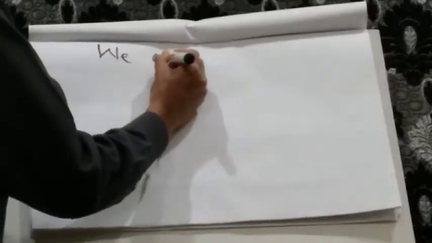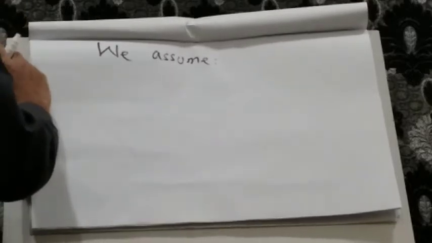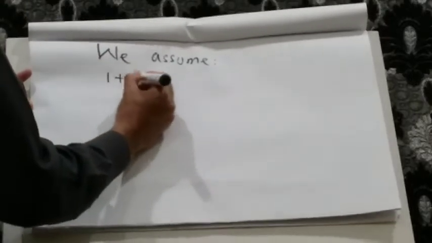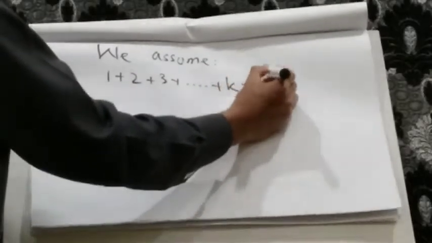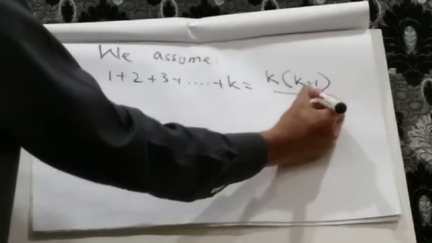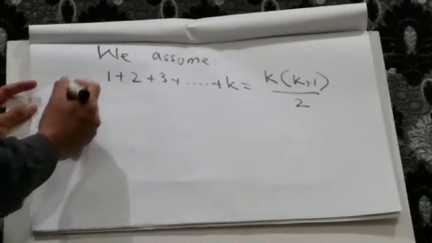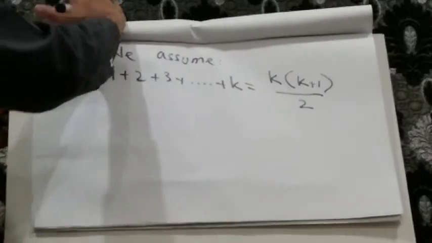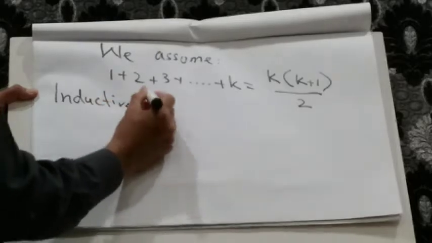So we assume that the original statement 1 plus 2 plus 3 is true up till k, and we substitute k in place of n, so that will look like k into k plus 1 over 2. And on the basis of this assumption, we perform the final step, which we call the inductive step.